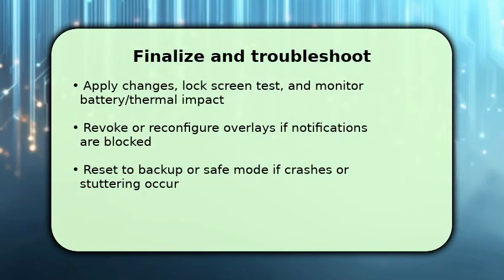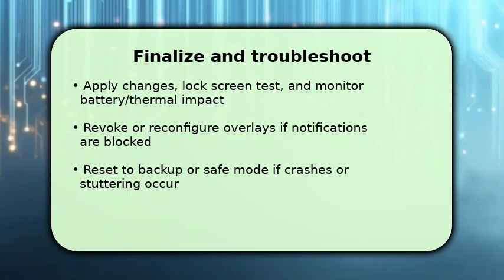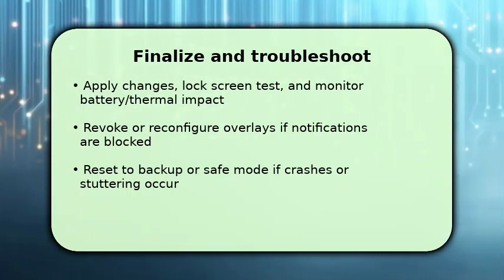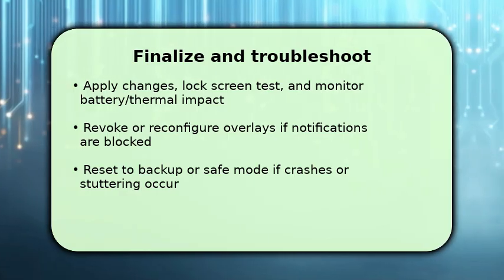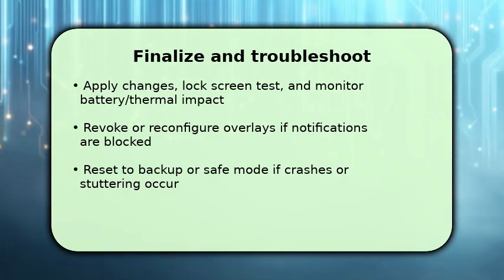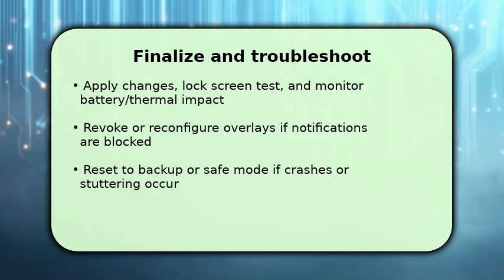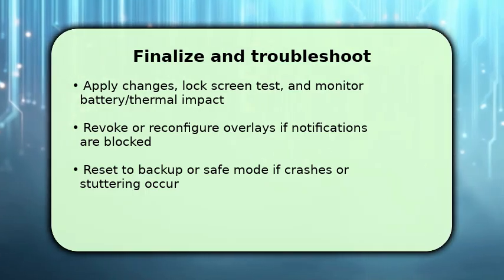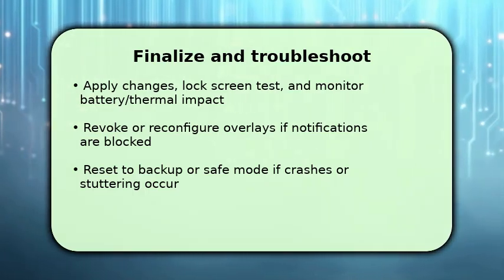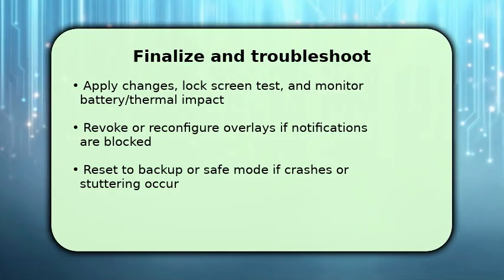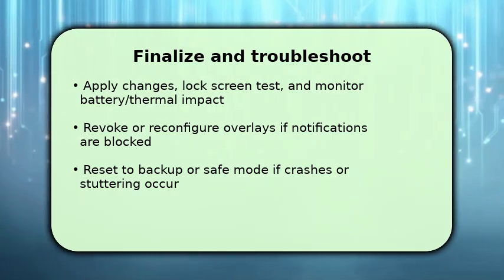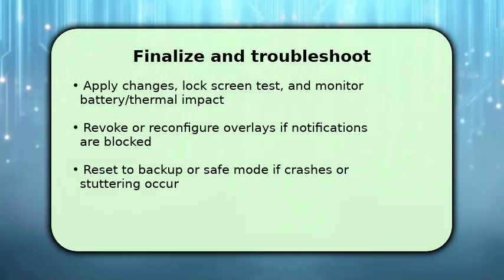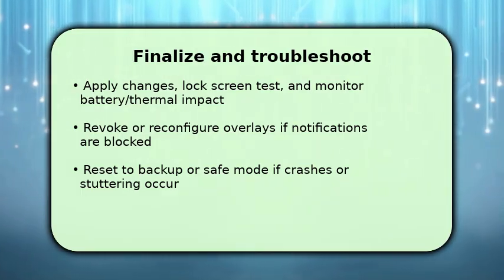You finalize by applying changes and locking the device to test the effect in real use. Observe battery and thermal impact for at least 15 minutes to ensure no excessive drain. If notifications or unlock gestures are blocked, make sure overlay permissions are correctly set or temporarily revoke them to restore priority. If the lock screen crashes or stutters, reset the app to defaults, restore your backup, or boot into safe mode to isolate conflicts with other apps. These steps complete the setup and provide one clear troubleshooting path.